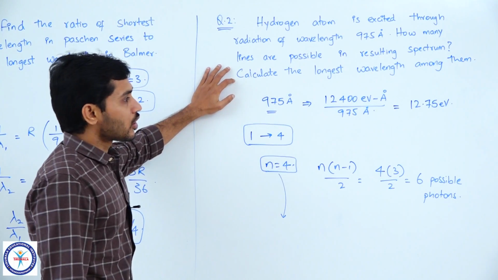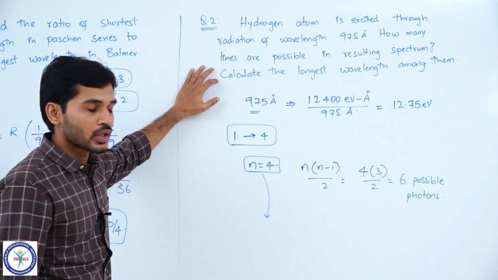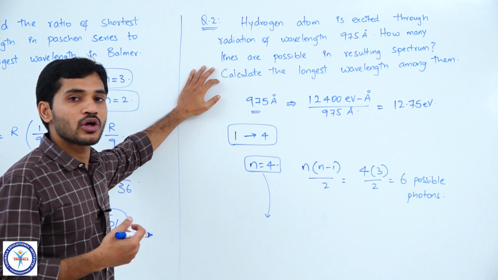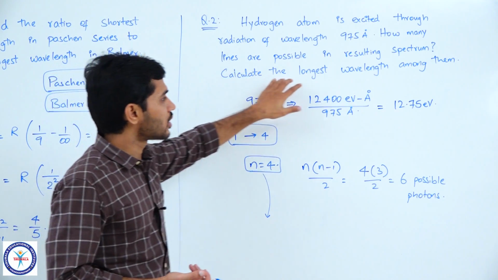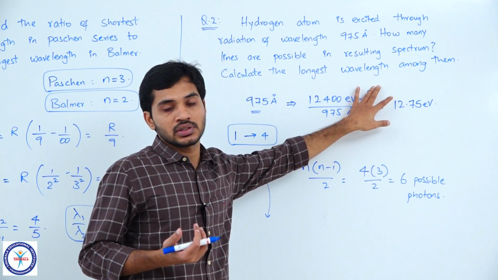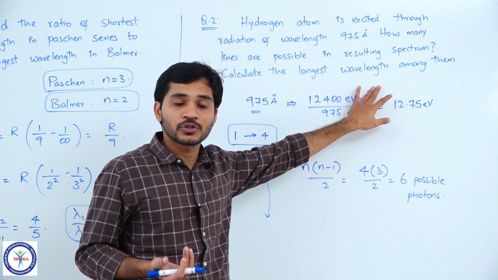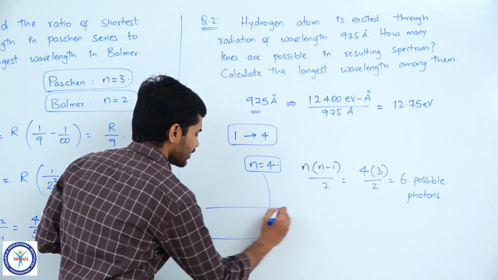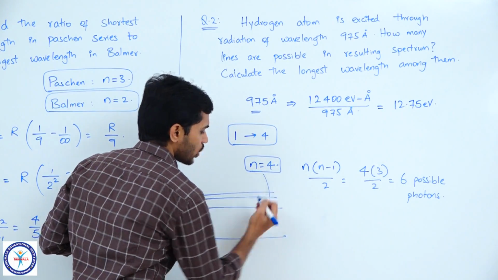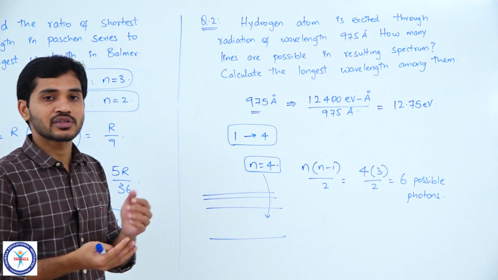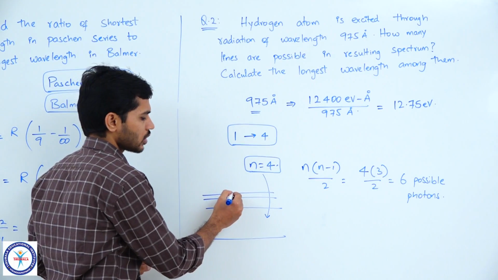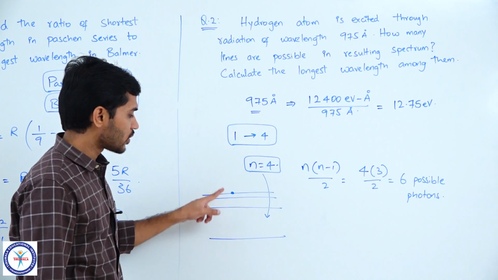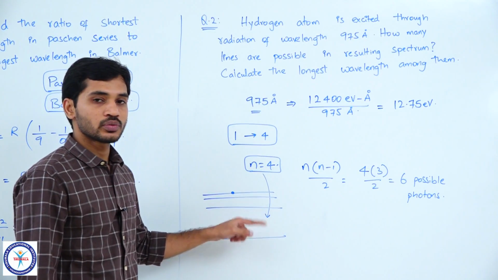Now calculate the longest wavelength among them. The electron is coming from the fourth state, and you need to understand what is the longest wavelength that is possible. First thing, longest wavelength also corresponds to the smallest energy. Now understand that the energy levels would be something like this. As we go higher and higher, the differences between the energy levels keep decreasing. Now we have an electron here, and there are 6 possible transitions. You know what they are? 4 to 1, 4 to 2, 4 to 3, 3 to 2, 3 to 1 and 2 to 1.